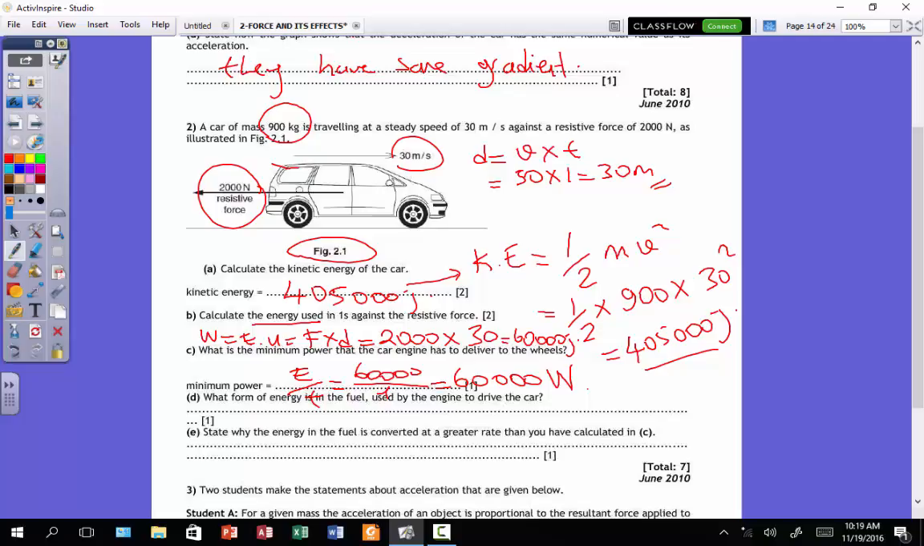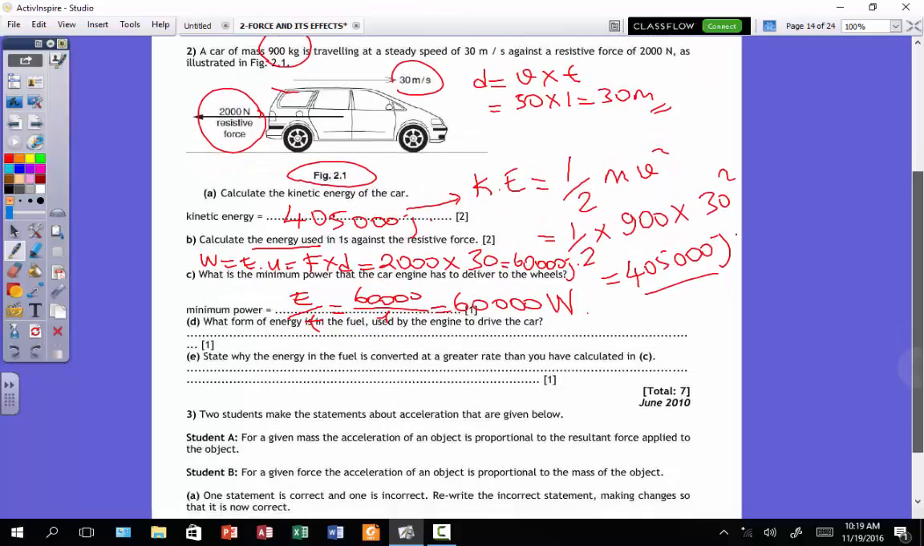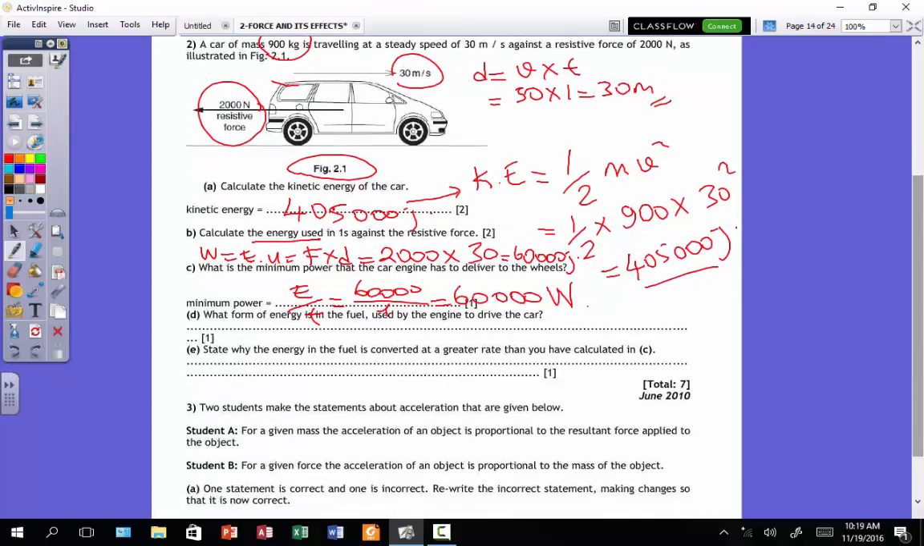What form of energy is in the fuel used by engine to drive the car? What form of energy we use? We use a chemical energy. The fuel is chemical energy to drive the car.